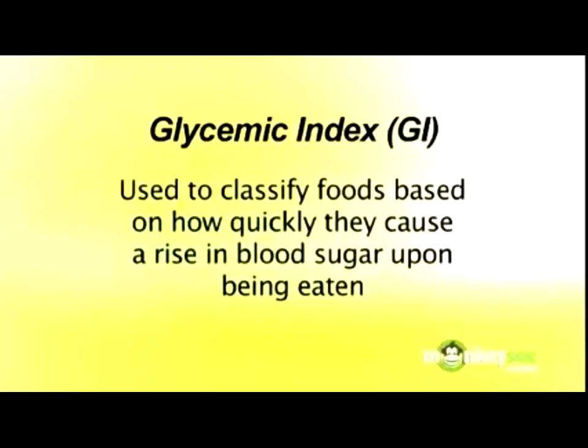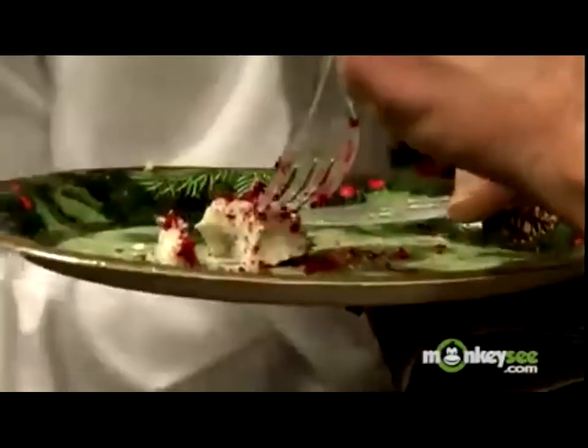The glycemic index is used to classify foods based on how quickly they cause a rise in blood sugar upon being eaten. When high glycemic index foods are eaten, there's a rapid rise in blood sugar followed by a significant release of insulin, causing blood sugar levels to fall, creating fatigue and hunger.